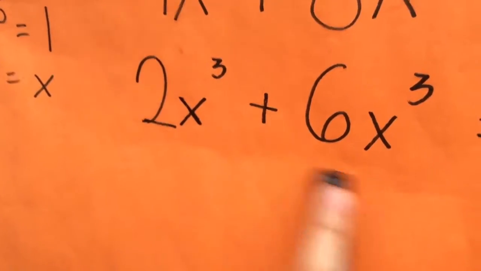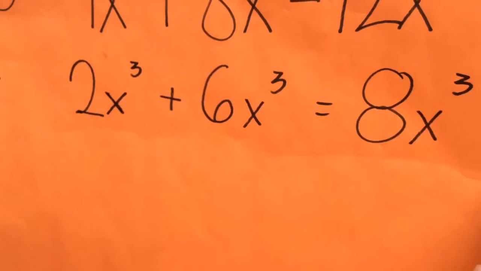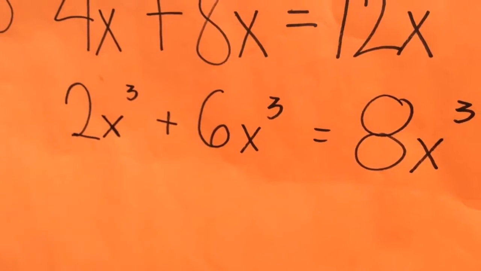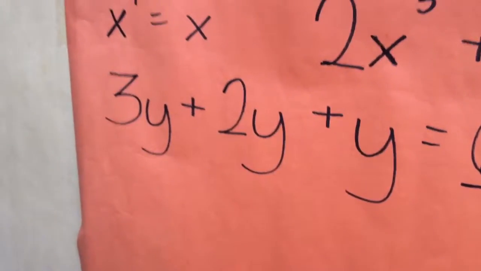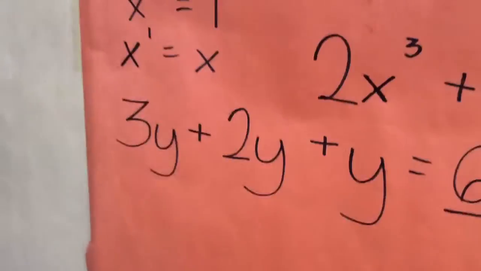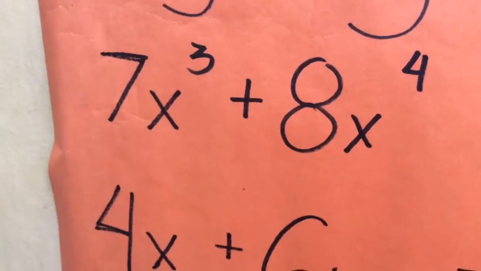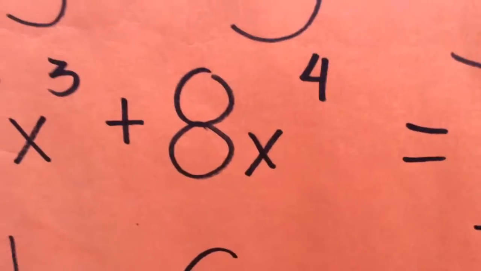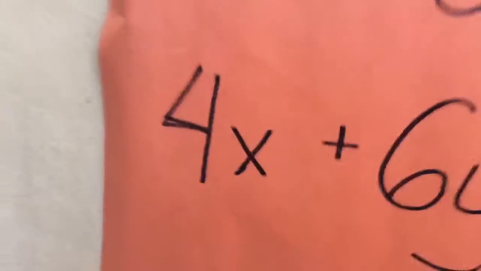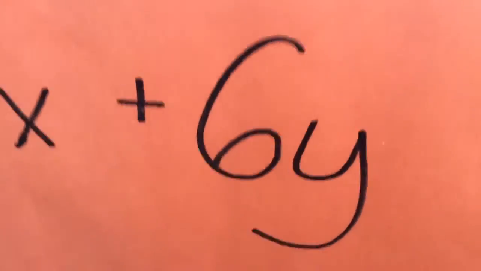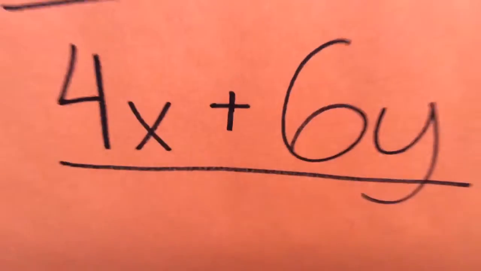2x cubed plus 6x cubed is equal to 8x cubed. If the terms have a similar exponent, just add the coefficients and copy the rest of the term. Let's try a few more examples. 3y plus 2y plus y is equal to 6y because 3 plus 2 plus 1 is equal to 6. Next, 7x cubed plus 8x raised to 4 is equal to itself. Another one, 4x plus 6y is equal to 4x plus 6y.